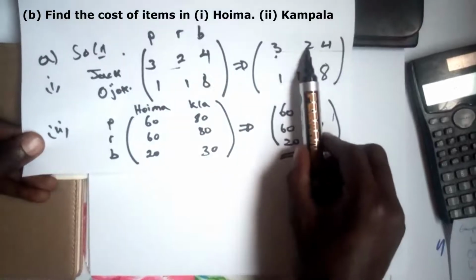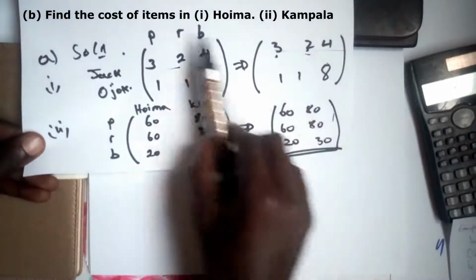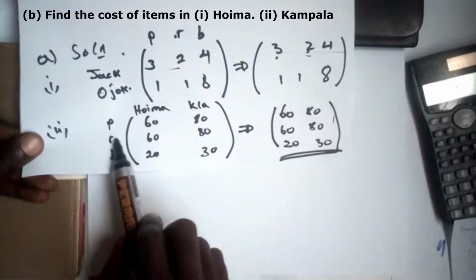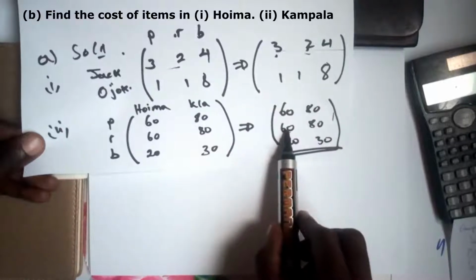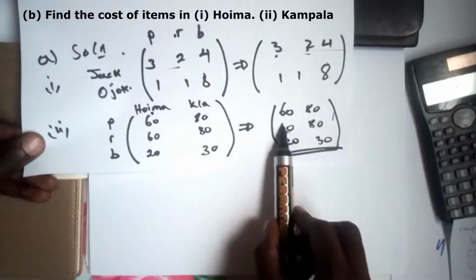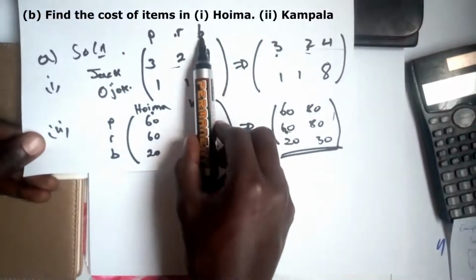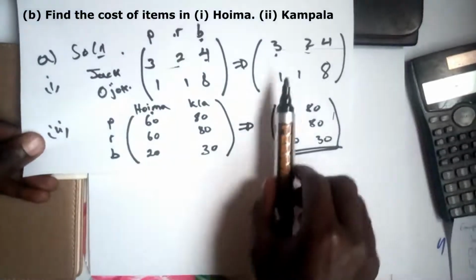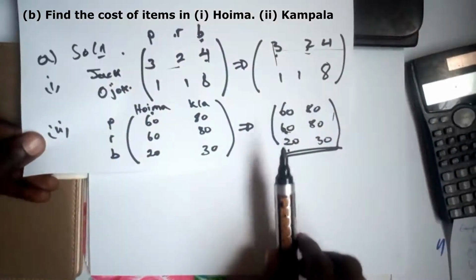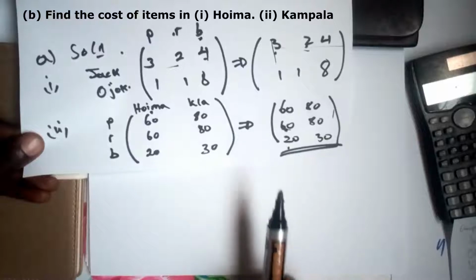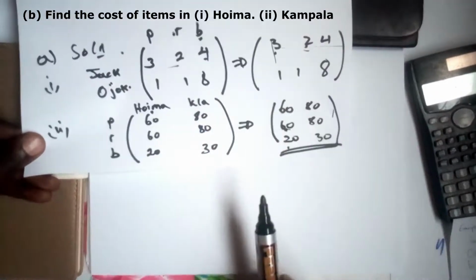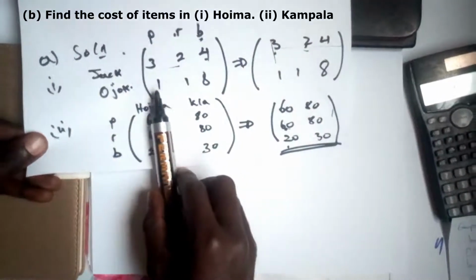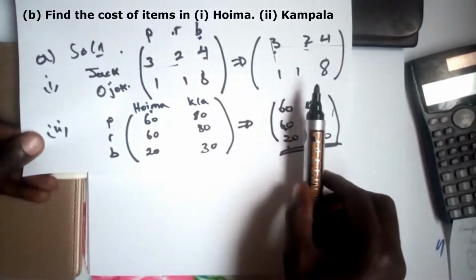Then I multiply 2, still it is Jack. Now he's buying a ruler from Hoima. I multiply with that. Then I have a ballpoint pen, still Jack buying it from Hoima. So all the items that Jack can buy from Hoima, I can get their prices. Then I go to another row. I deal with this row and the column.